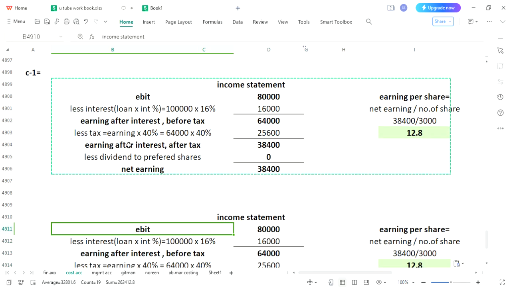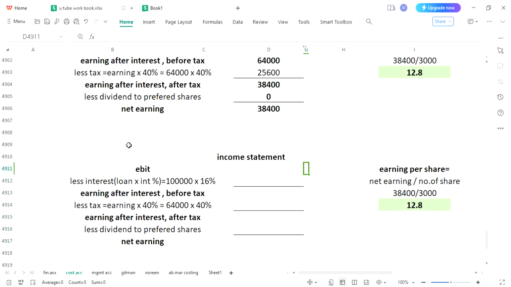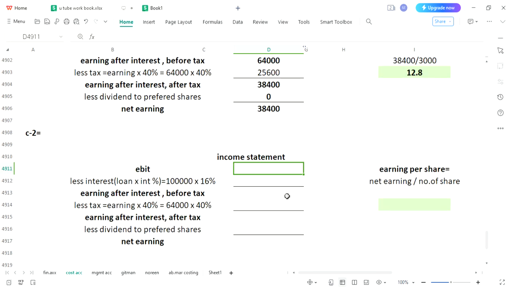This is the first part we have solved, and now for second option we will again use these headings, except for this statement. Just remove it. Earning per share calculation would also be removed, and we are going to start our C2 part, where earning was presented in your question. Look, we have to follow A and B part because in C part it has been said rework A and B. In A part, second earning before interest and tax was 120,000.